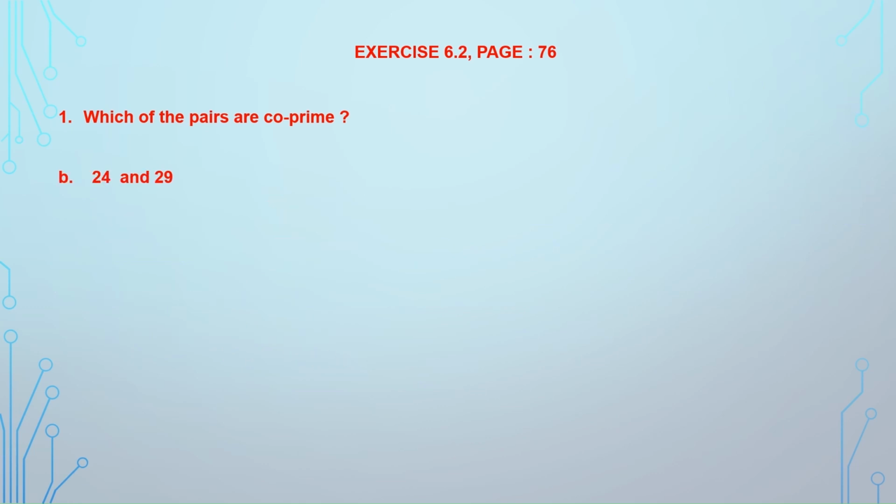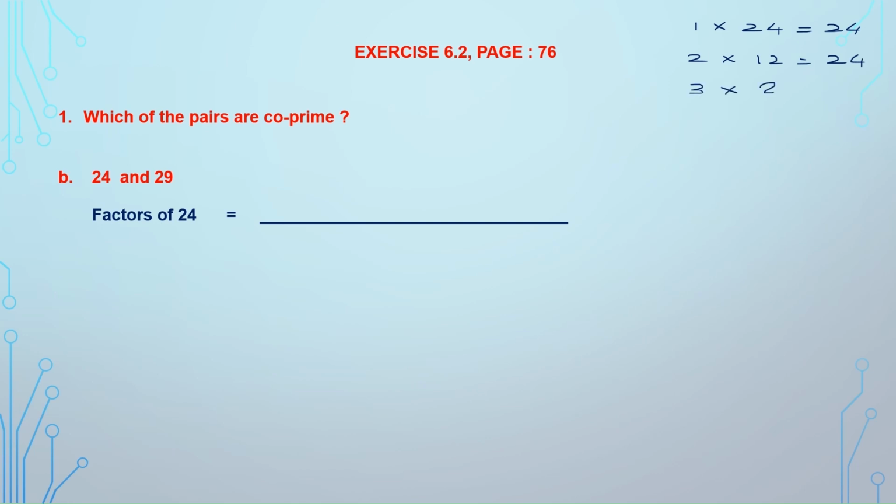Second one here. B, 24 and 29. Now let's see again factors of 24. So what are the numbers that multiply to give you 24? 1 into 24 is 24. Let's go to 2. 2 into 12 is 24. Let's go to 3. 3 eights are 24. 4. 4 sixes are 24. Then we have 6 fours, and 6 fours are already there, so we stop with this.